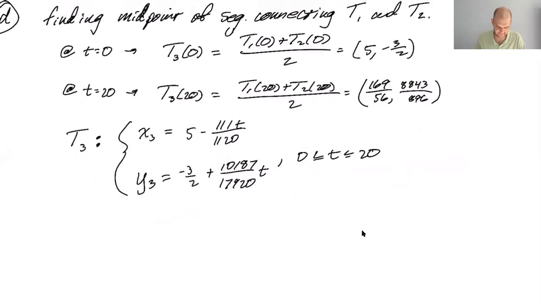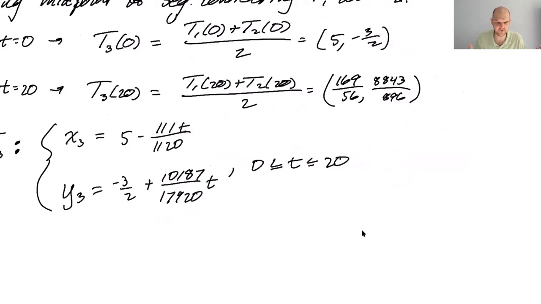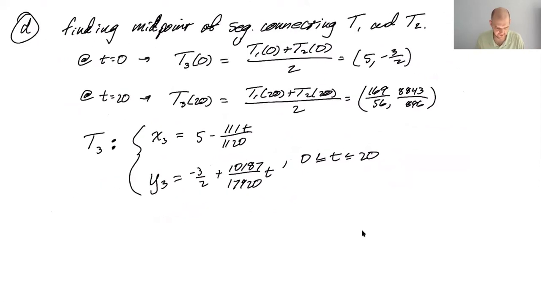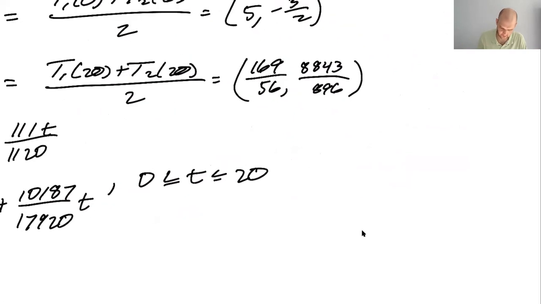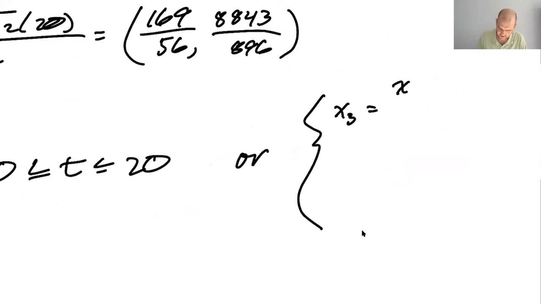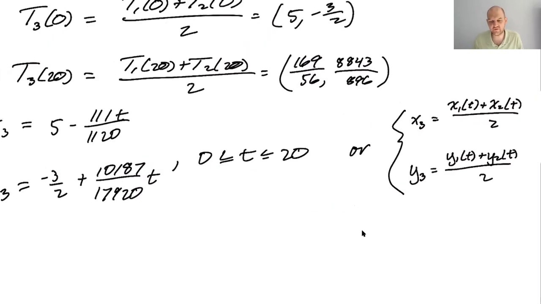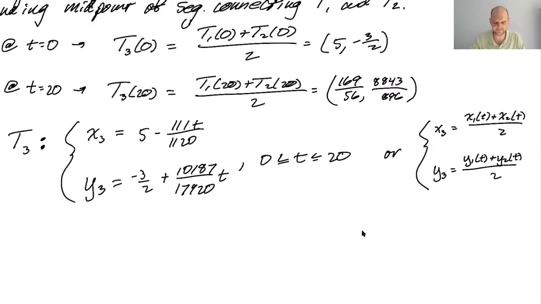So these are our things, right? Because I had initially forgotten to take 20 into account, I just didn't put in the time. I said that it took 1 second basically instead of 20. These definitely work. Or we could just do x3 of t, and we know it's of t, you don't really write that by hand, is x1 of t plus x2 of t over 2, and y3 is y1 of t plus y2 of t over 2. That works equally well, really better.